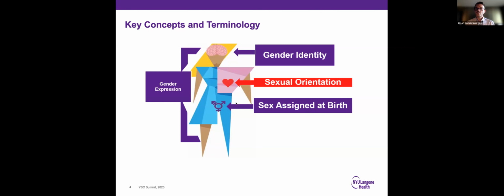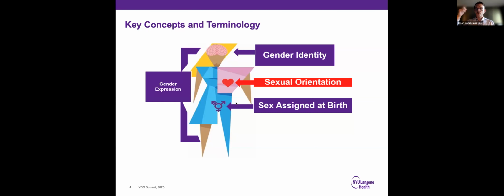Before we do that, it's really important for us to all have a baseline understanding of key concepts and terminology, especially as it relates to LGBTQ+ communities. Starting off with sex assigned at birth, this is one of the first identities that we are given. This is really a medical designation given to us at birth, based off of our external genitalia, as well as our hormones, chromosomes, things along those lines. Our sexual orientation is who we are emotionally, romantically, sexually attracted to. That's why it's designated by the heart. So that's who we are really drawn to.